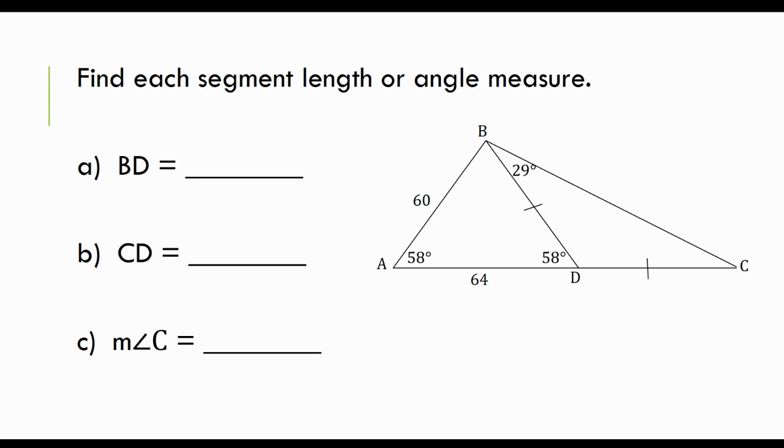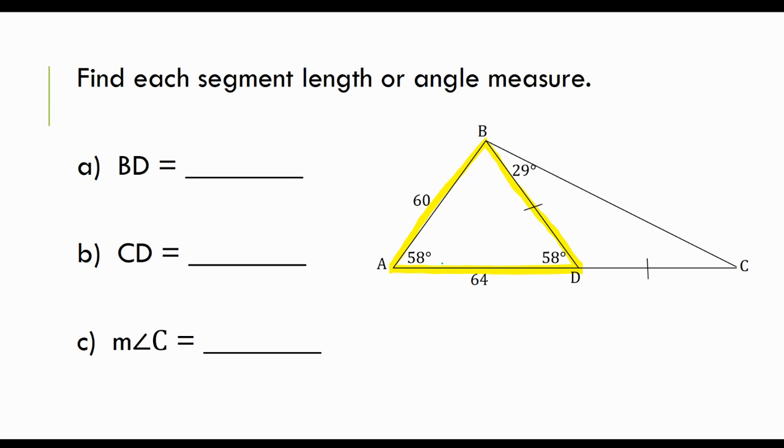Okay, so notice that I'm going to first start with the fact that BD is a part of two triangles, but there's a lot more information going on in the triangle over here of ABD. So I'm going to focus on this triangle first. Notice that I have this triangle where I'm given one side to be 60, one side to be 64, and I've got two angles in that triangle that are both 58.